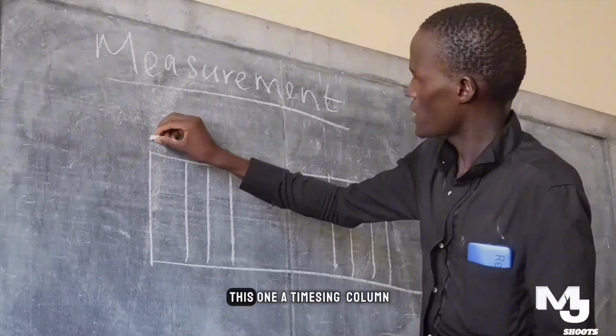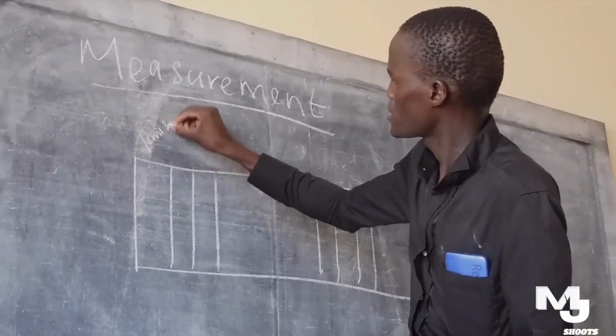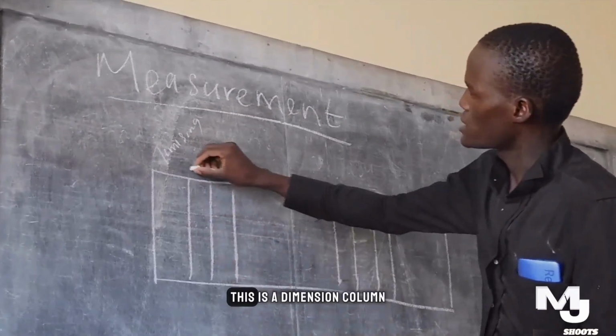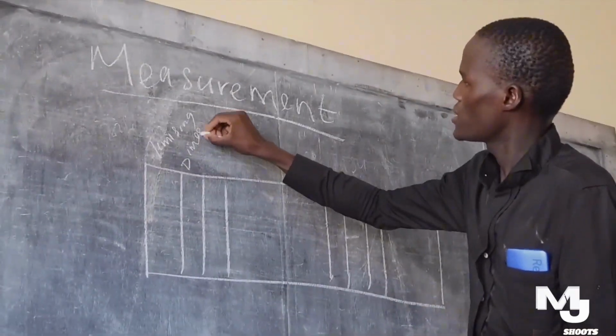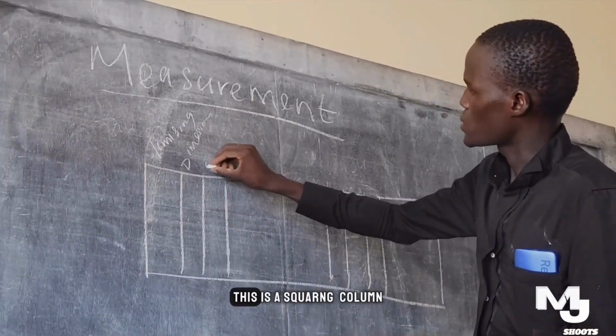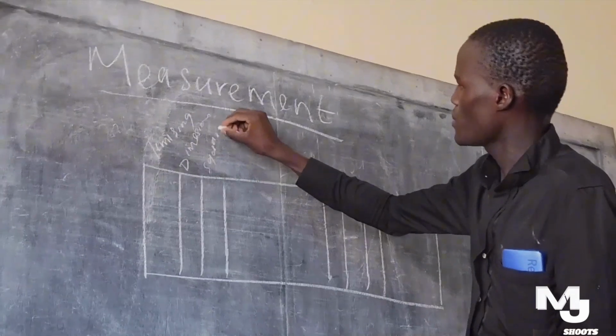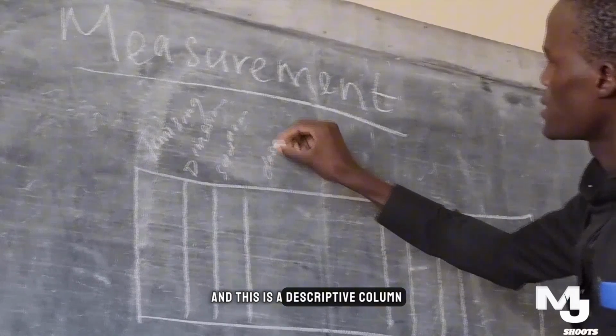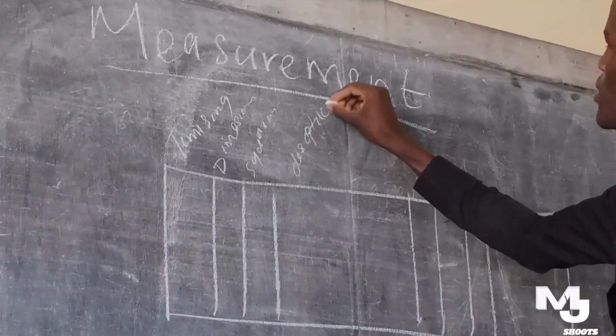So we call this one a pencil column. This is a dimension column. This is a squaring column. And this is a descriptive column.